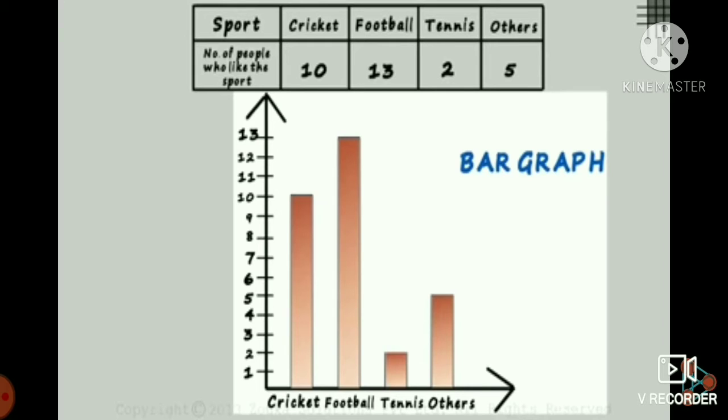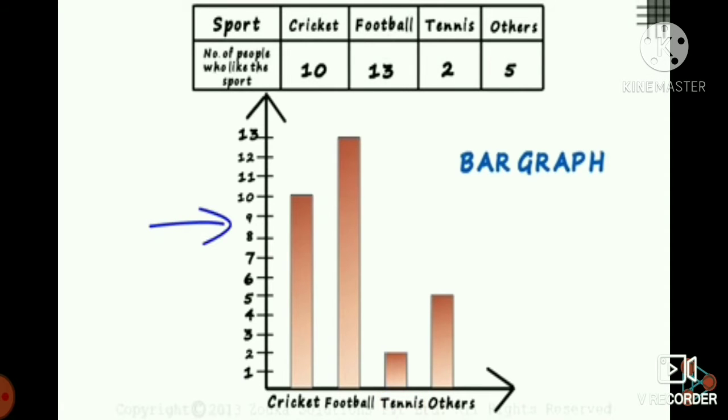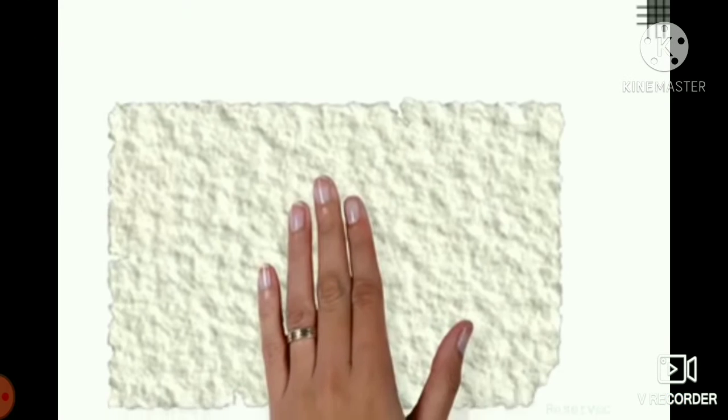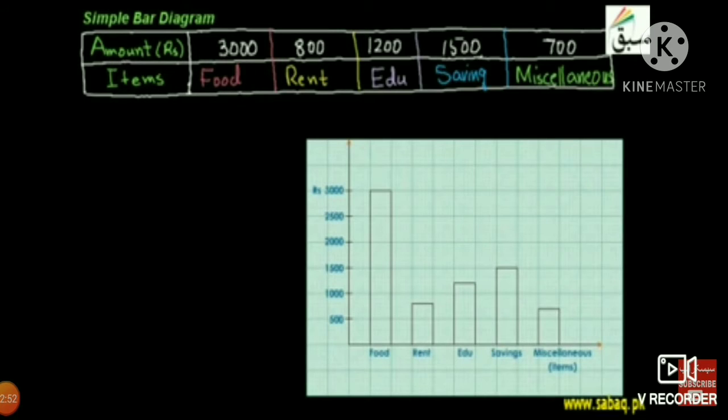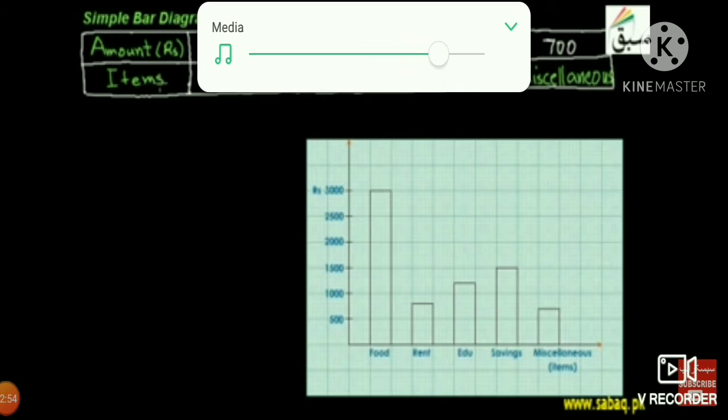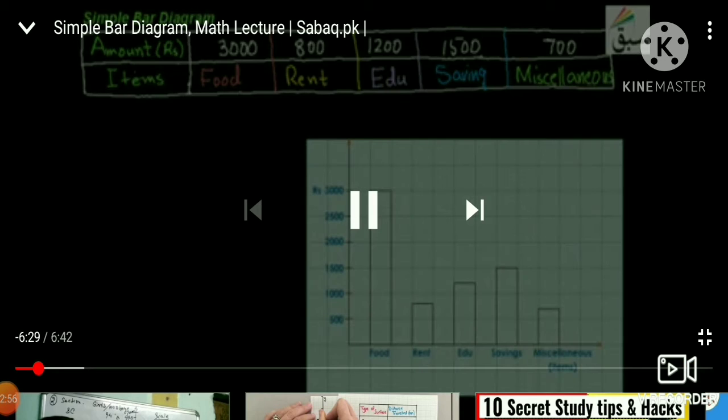The x-axis is the name of the sports and on the y-axis we have taken the people. By observing this bar graph, you can answer any questions. You can answer the questions using the bar graph. The next example is another simple bar graph.